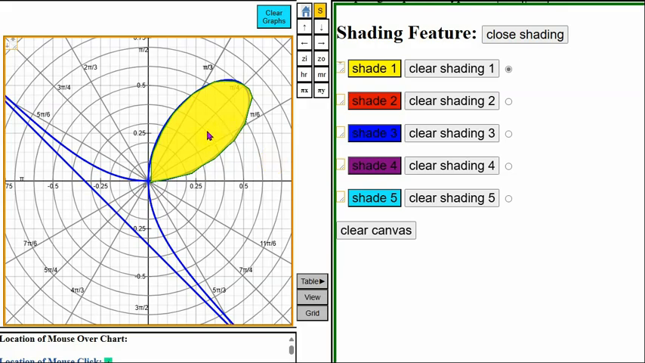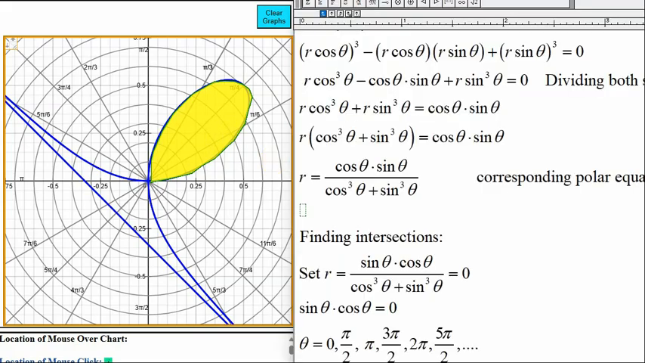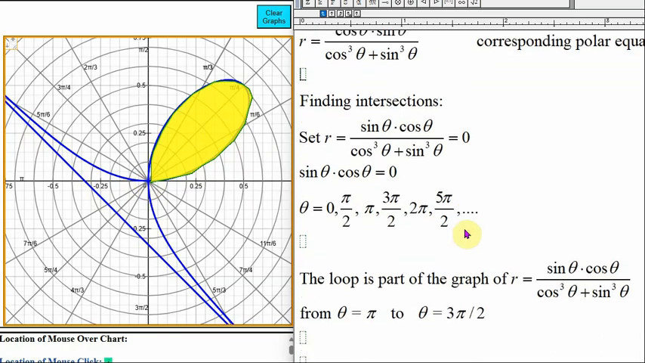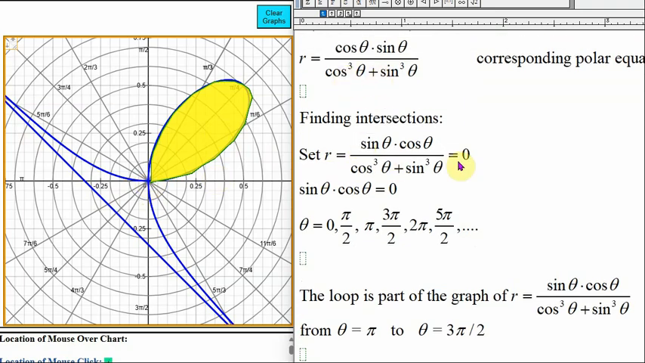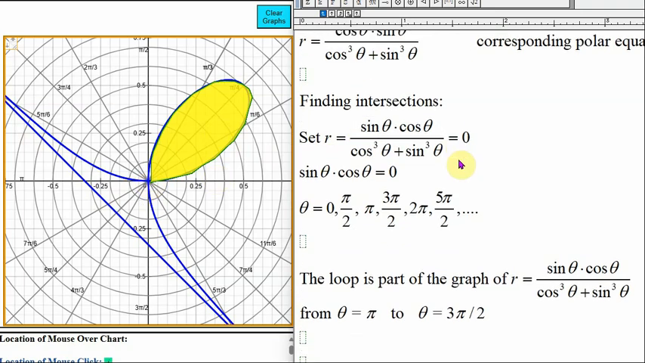So this is the region that we want. We need to know the theta values at the pole right here. It looks like the graph crosses the pole several times. To find the theta values for the points at the pole, we can set the polar equation equal to 0. So from here we get sine of theta times cosine of theta equals 0.